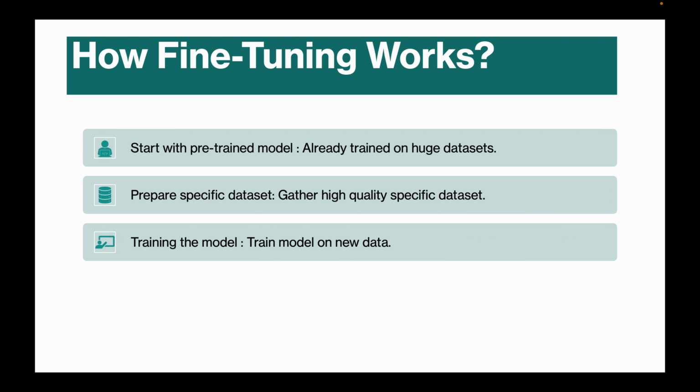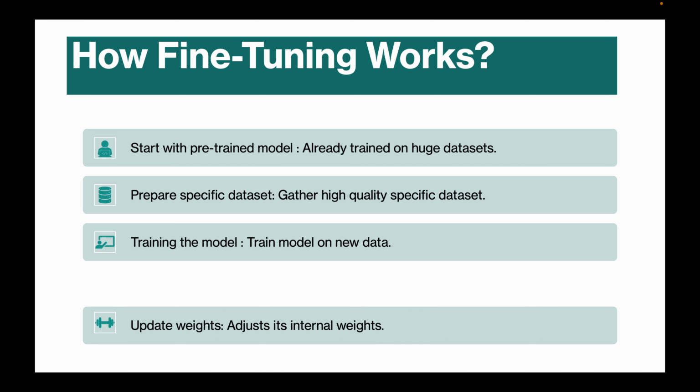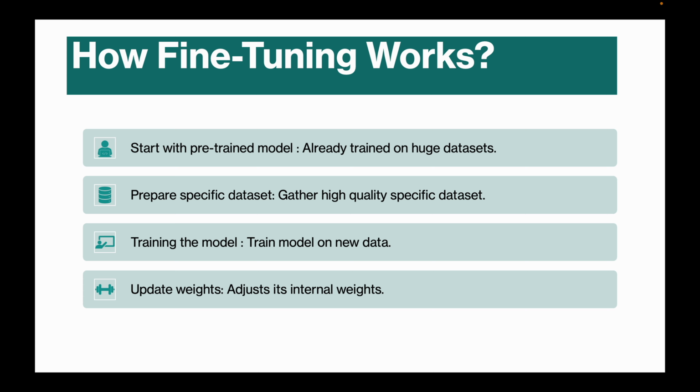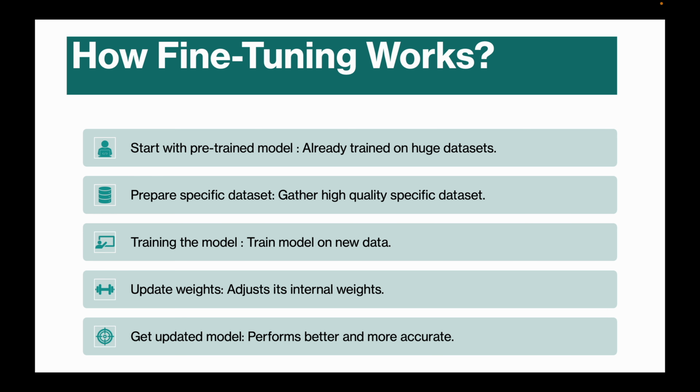Training the model. The next process is to train the model on new data. The model learns patterns from this new dataset through additional training. Update weights. The model adjusts its internal weights in order to better match our new data. Get the updated model. After the training process, our fine-tuned model performs better. That is, it is more accurate on the specific task, and we get better responses in our targeted style.